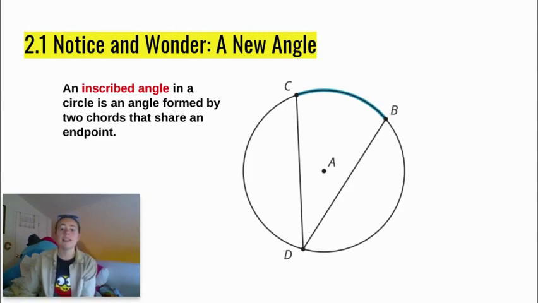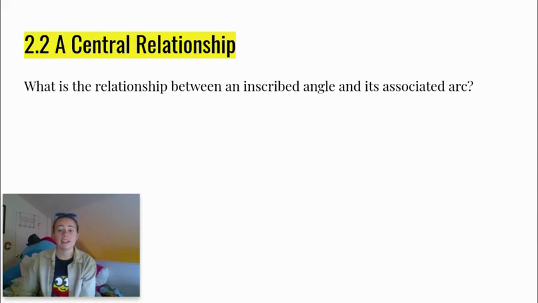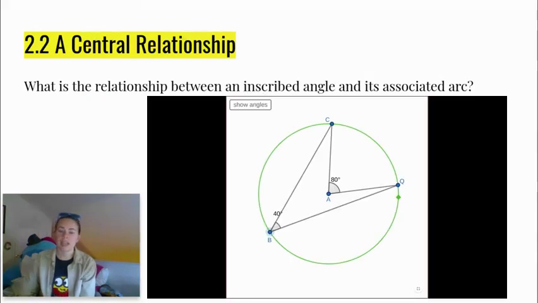We can see here that arc BC is highlighted. We would call arc BC the associated arc for the inscribed angle. So the question we're going to address: how are these two things related? So here you can see a circle with the central angle and the inscribed angle drawn in with the same associated arc. Already we can tell that the inscribed angle is half the measure of the central angle.